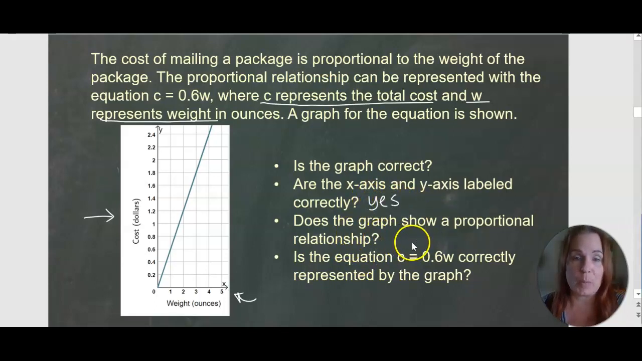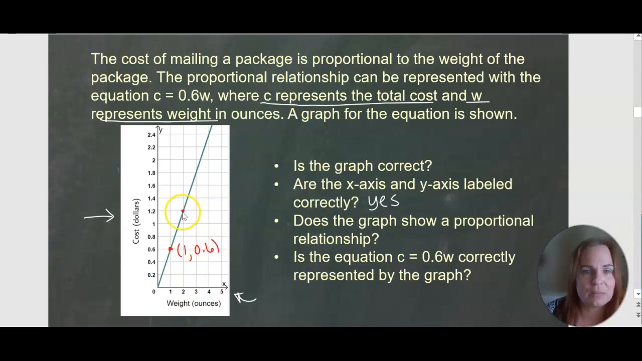All right, does the graph show a proportional relationship? Well, let's check that out. Remember, to check proportionality, we can pick any point where we can clearly see what the values are. So what I mean by that is I would not pick this point because I can't tell what that is. It's a little less than 1 and then it's up to 0.4. So that wouldn't be a good point, right? So a good point would be this one because I can clearly see that the x is 1 and the y is 0.6. Another good point would be this one, or this one, or this one, right? Any of those points will work.